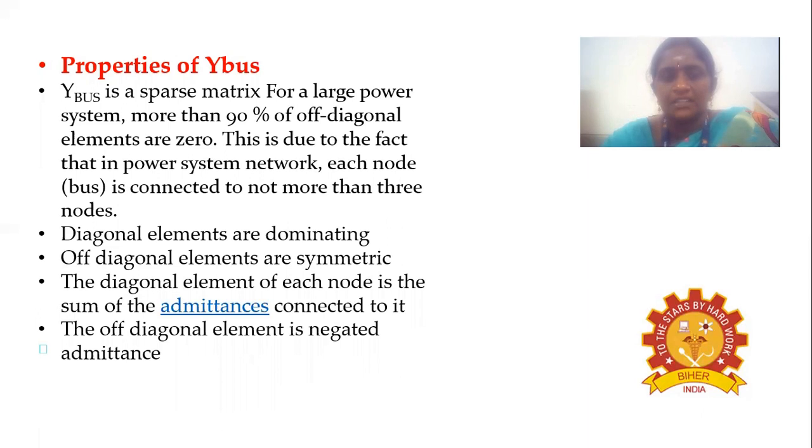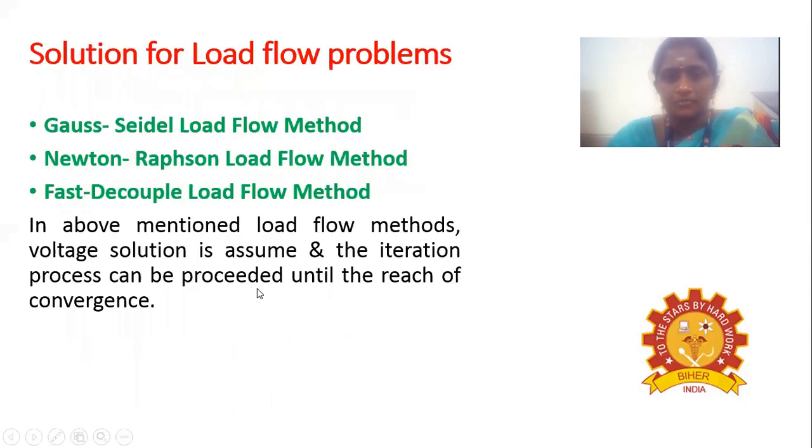Off-diagonal elements are symmetric. Y12 will be equal to Y21. Y13 will be equal to Y31. So off-diagonal elements are symmetric. Then the diagonal element of each node is the sum of the admittances connected to it. Then the off-diagonal element is the negated admittance. So these are all the properties of Y bus.